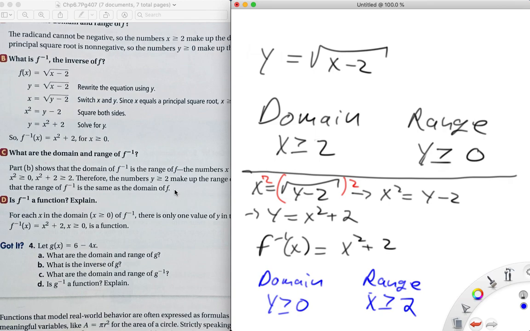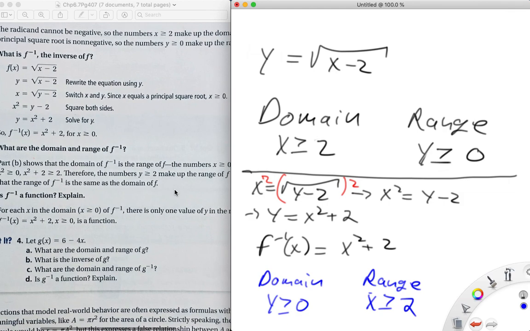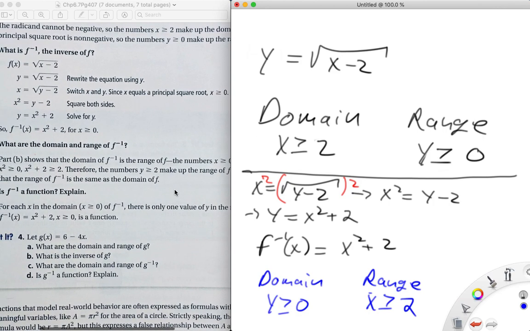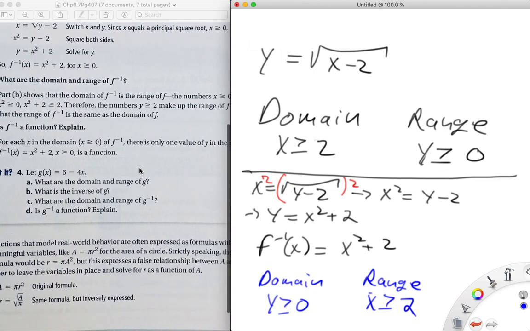Is it a function? The inverse? It's a function when x is greater than or equal to 0. And since that is within the range, we can say that this is an inverse function. And then you think about it, it's just an x squared raised vertically by 2. So yes, it is a function.